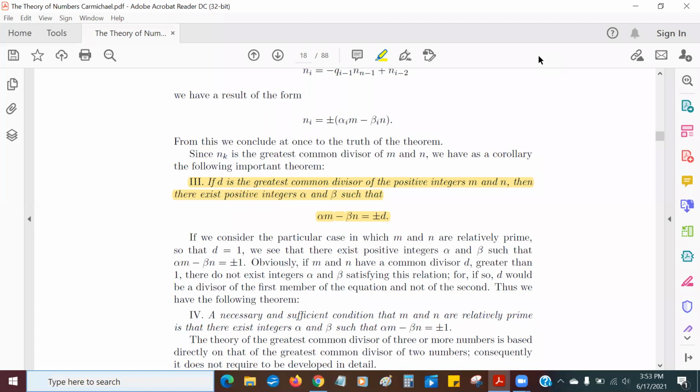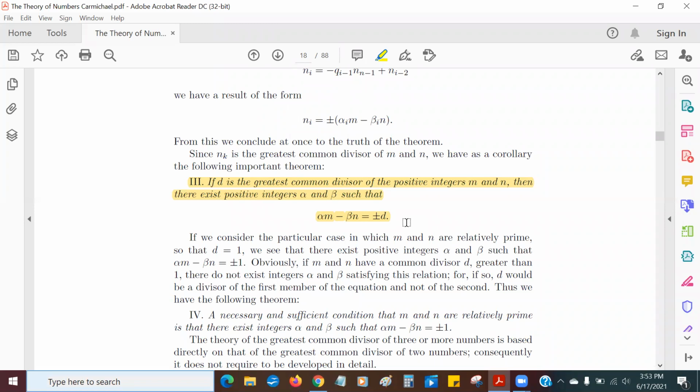We're going to use this fact for theorem 3. That's really the crown here. That if D is the greatest common divisor of the positive integers M and N, then there exist positive integers alpha and beta such that alpha M minus beta N is equal to plus or minus D. I don't know why you have to have a minus there, but that's what they have. Anyway, that is the story.